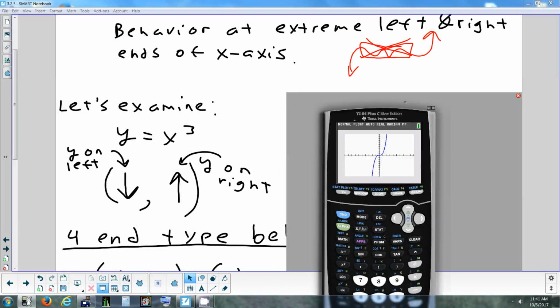There's the graph of y equals x cubed. The way you would describe the behavior, I don't care about the middle section. That's not end behavior. On the left side, this graph is going down. On the right side, the graph is heading up. It continues forever up, and it continues forever down. That's how you could write down the end behavior. Down on the left, y is going up on the right.